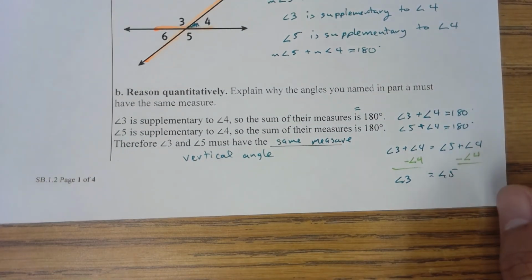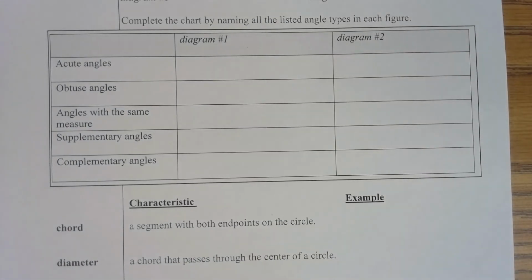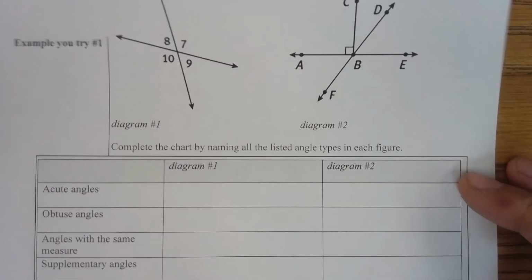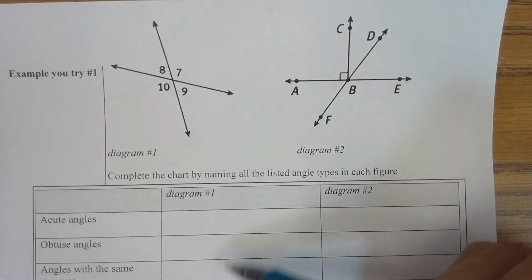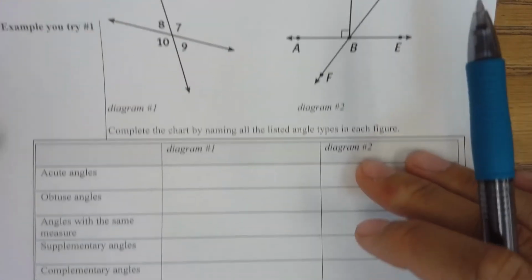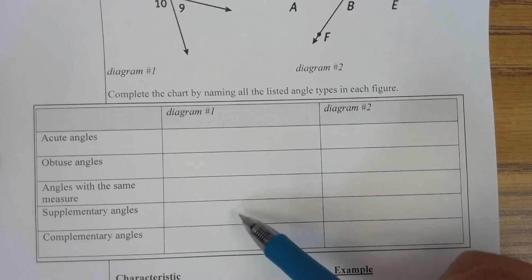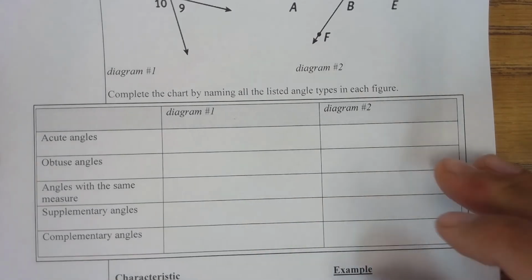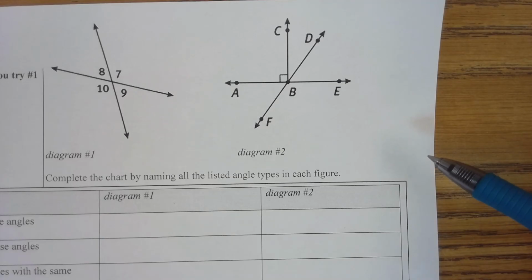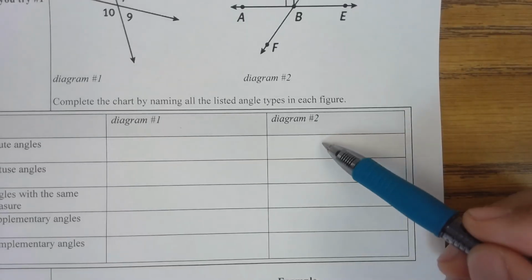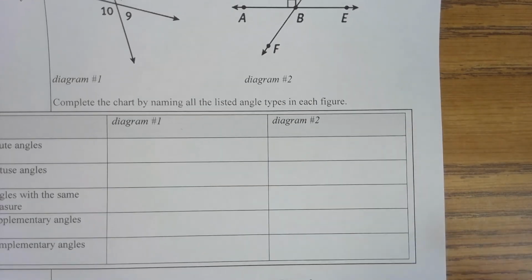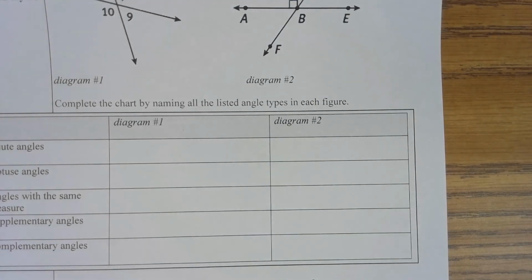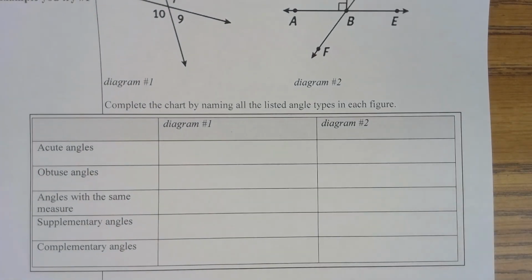Alright, so what I want you to do is give it a try and see if you get it. You have two diagrams. For diagram 1, we want to fill this out right here. Tell me what's acute, obtuse, and which angles have the same measure, and which are supplementary and complementary. Then you want to do it again for diagram 2. Give it a try and have your teacher check it. And then once you get it, go ahead and play the next video.